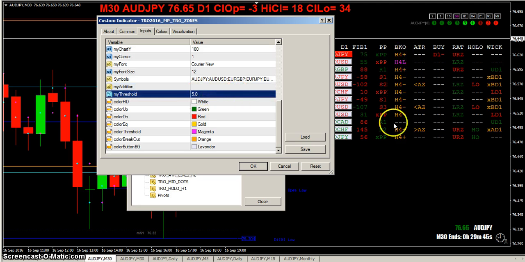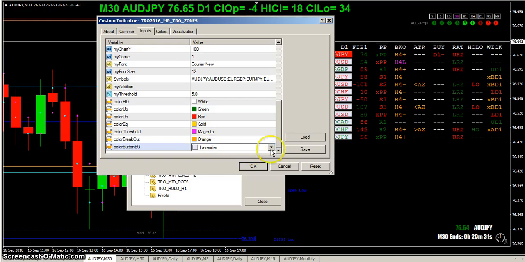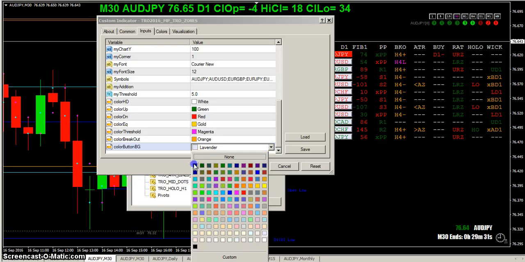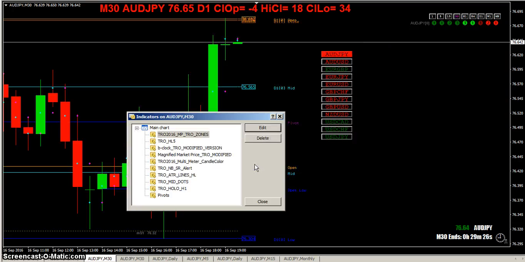Threshold, like I said, is 5. So here, if it gets within 5 pips, it uses the threshold color. If there's a breakout, it's orange. That's just the background color of the button. Some people, you can change it here if you like. Up, down, and equal colors. So those are the inputs.